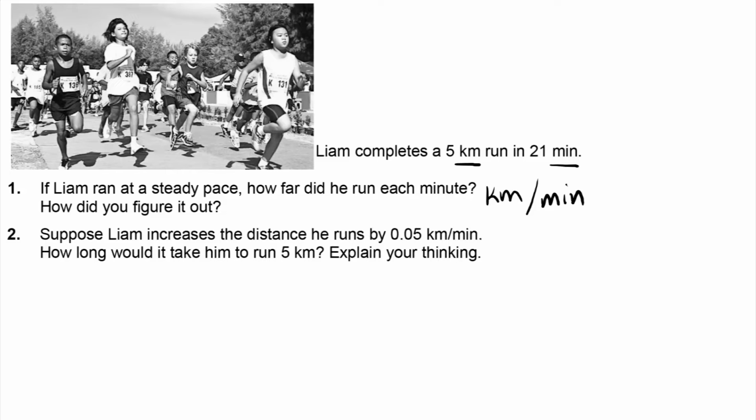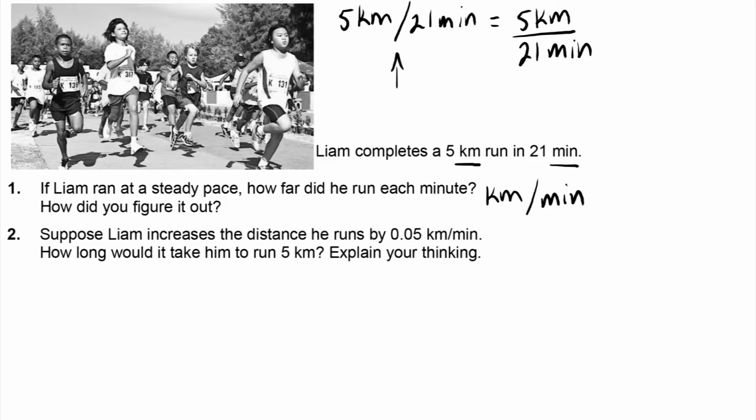To solve the problem, I start with the information that I'm given. I'm given that he runs 5 kilometers in 21 minutes. Another way of saying that is that he runs 5 kilometers per 21 minutes. It's no coincidence that in rate questions we use the slash as "per", and when we have a slash like that, it's the same as division. So now I can put them as 5 kilometers over 21 minutes.